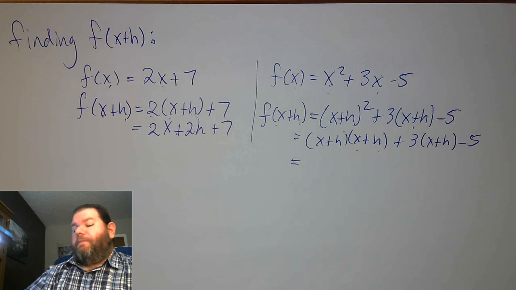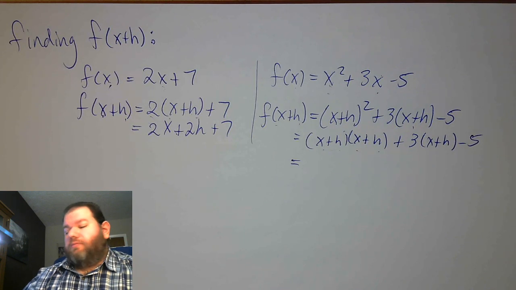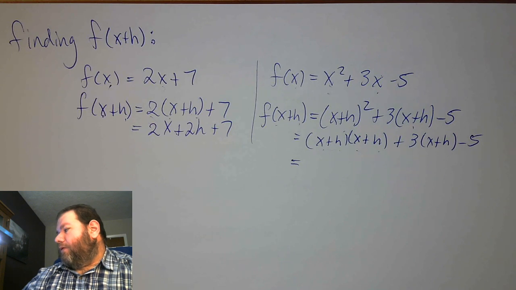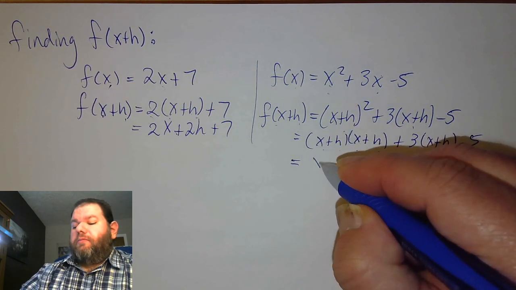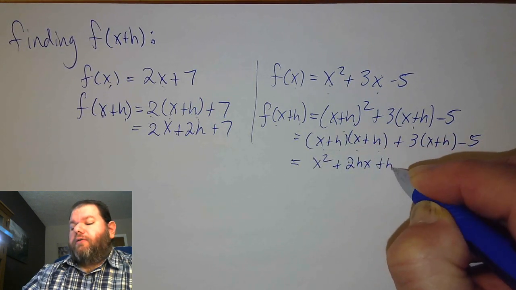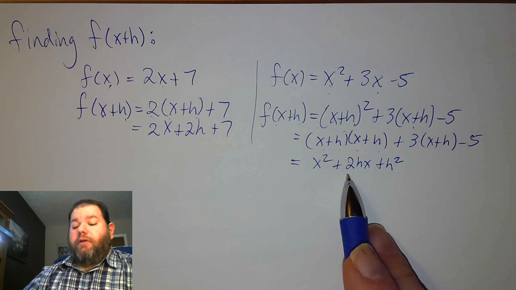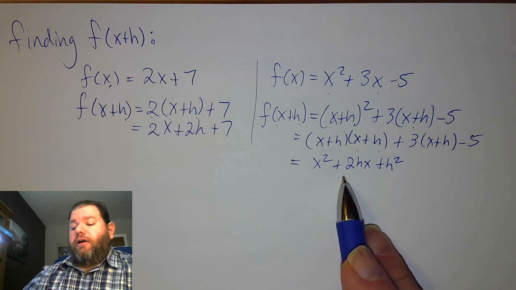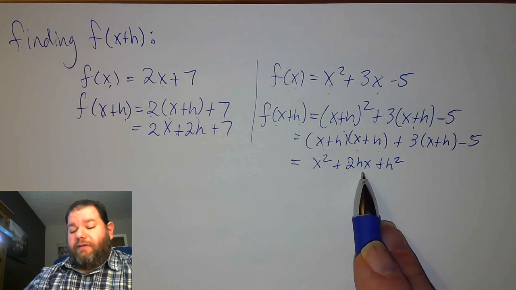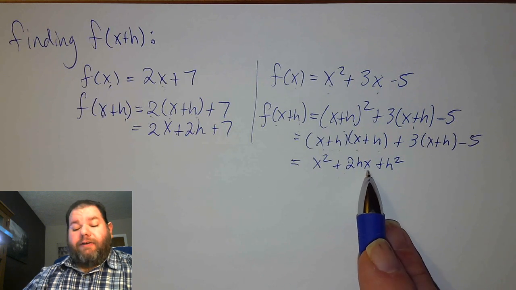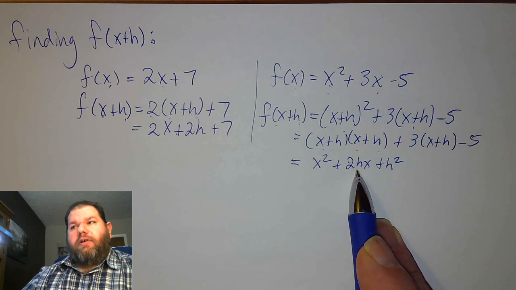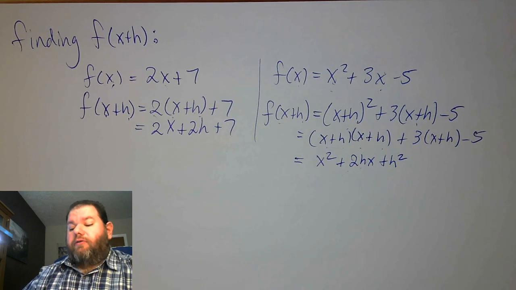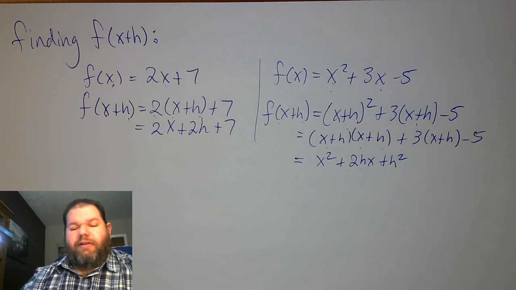Does anyone have that? We FOIL these together. Good, good. X squared, 2hx, h squared. Right? Now we could write this as 2hx or 2xh. The order is not important. I generally write 2hx, one because it's alphabetical and it looks better to me that way. That's me personally. The other is that x is our main variable, and then h is generally considered a stand-in for a constant. Any order is fine, because you can write 2xh, and that's perfectly fine also.